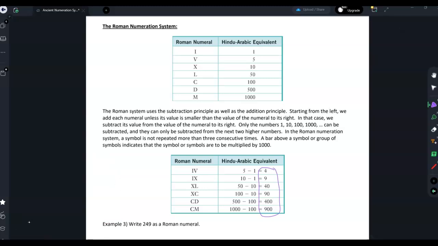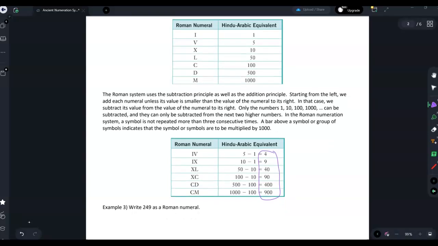And so you can also look at your number that you're translating. In this case, we have the number 249. You can look for these 6 numbers there. You could think of this as 200 plus 40 plus 9. So 200 is not one of those 6 numbers, so I'm not going to have to do subtraction for that. So I would just add. 100 is C, and so for 200, that means I would just do 2 C's.